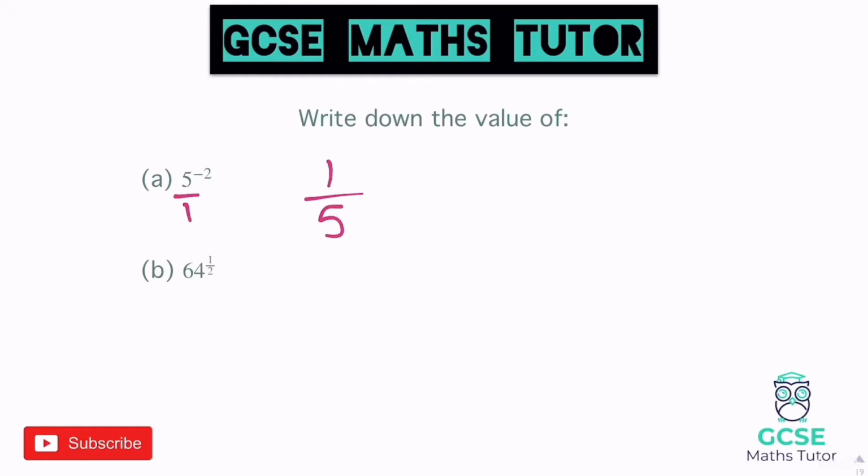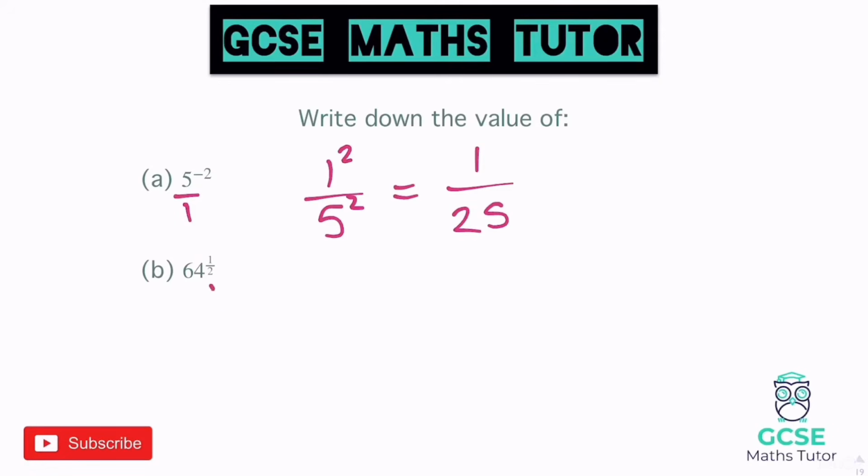Now if it was just a negative 1 in the power, we'd leave it as it is because it would be a power of 1, but that 2 is just a normal power, which means we're going to have to square both of these. It's a normal squared power. So 1 squared on the top is 1, and 5 squared on the bottom is 25, and that's our final answer there. Onto a fractional power.